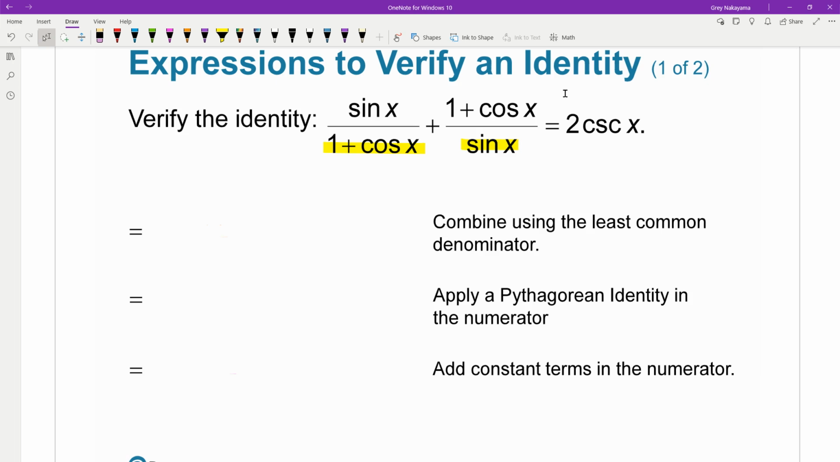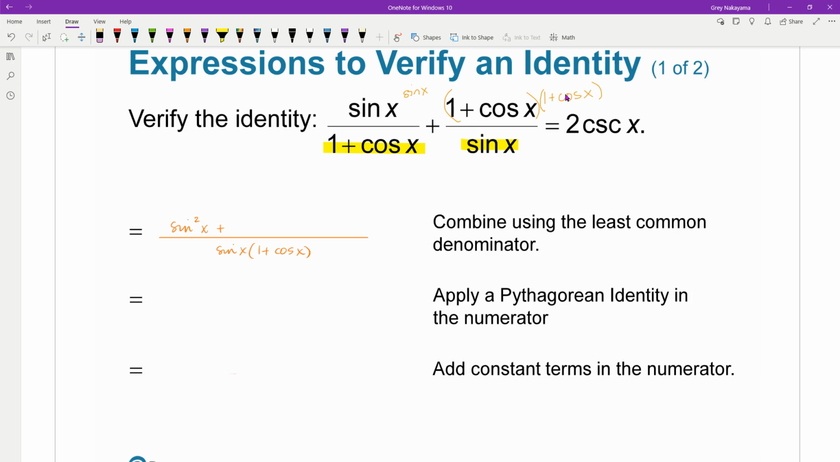So on the bottom, when I combine them, I have a common denominator of sine x times 1 plus cosine x. And then I am multiplying this one by the sine of x. And sine x times sine x is sine squared x. And then I'm multiplying this guy by 1 plus cosine x. And that is 1 times 1. FOIL, but it's also a perfect square trinomial, which we're going to do a lot in this section.